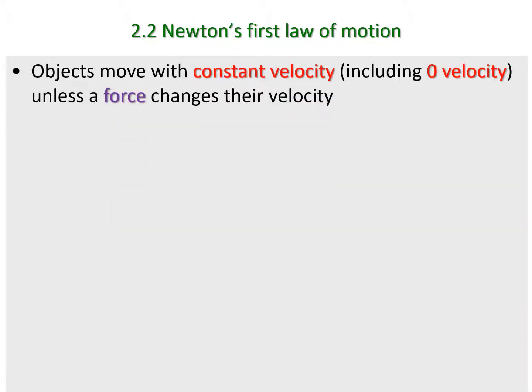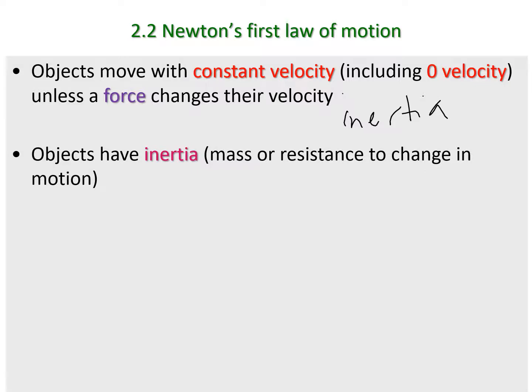Newton's first law of motion is all about inertia. Objects resist a change in their velocity. Objects move with constant velocity or zero velocity unless a force changes their velocity. Objects have inertia, that's mass, or resistance to their change in motion.